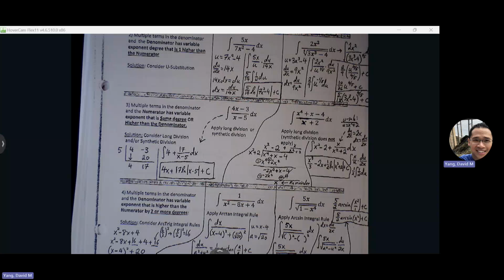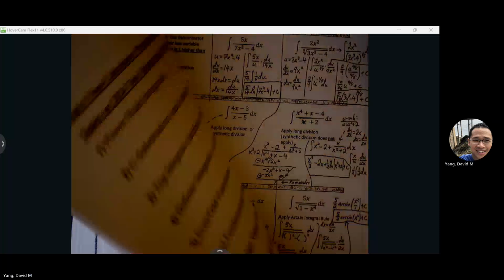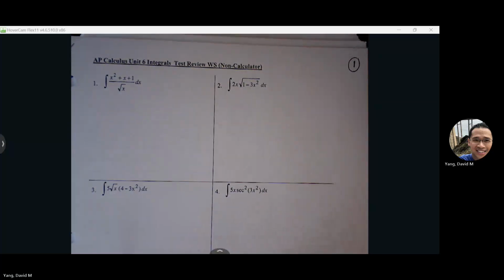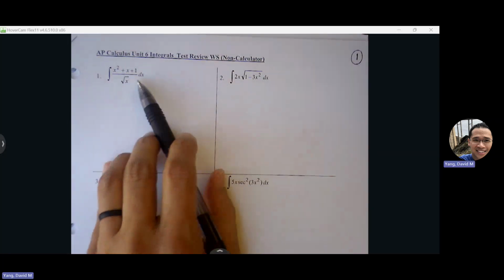Okay, let's go to our test review. Okay, number 1. Let's do this: for 1 through 6, I just want to talk through what the first steps are. I think that's the hardest part. If you can figure out what the first step is, then everything falls into place a little bit better. What's our strategy for number 1?